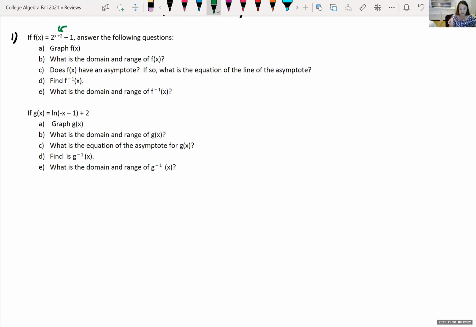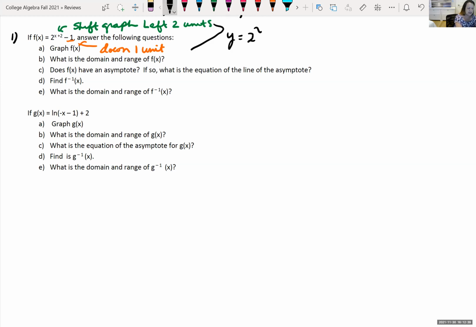That plus 2 is shifting it horizontally, and this shifts our graph in the opposite direction, so to the left 2 units. This minus 1 in here is shifting it vertically, and this shifts it down 1 unit. And these shifts are on the parent function, which is y equals 2 raised to the x power.